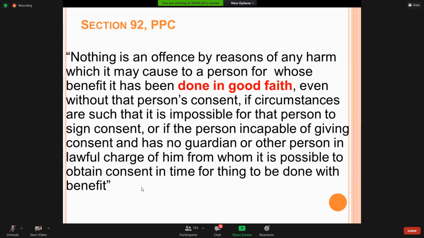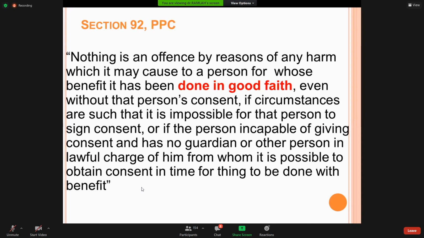Section 92 PPC, Pakistan Penal Code. As I told you, whatever implied consent has been given in the unconscious state of mind of the patient, that comes in the good faith of the person. So, Section 92 of the Pakistan Penal Code भी यही कहता है, nothing is an offense by reason of any harm which it may cause to a person for whose benefit it has been done in good faith, even without that person's consent, if circumstances are such that it is impossible for that person to signify consent, or if the person is incapable of giving consent and has no guardian or other person in lawful charge of him from whom it is possible to obtain consent in time for the thing to be done with benefit.